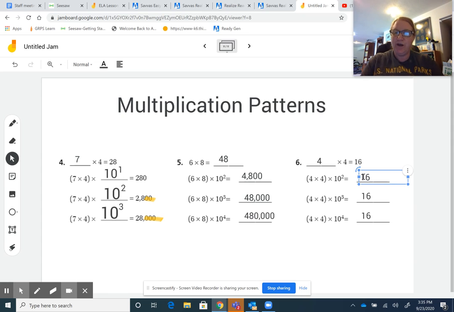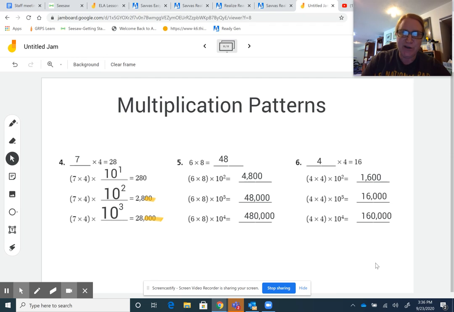Okay, so 4 times 4 is 16 times the second power of 10 is 2 zeros. So that gives us 1,600. The next one says 4 times 4 times the third power of 10. So 3 zeros, and that gives us 16,000. And the last one is times the fourth power of 10. So 4 zeros, and that gives me 160,000.